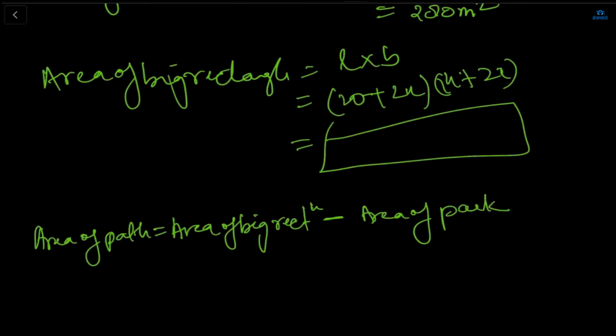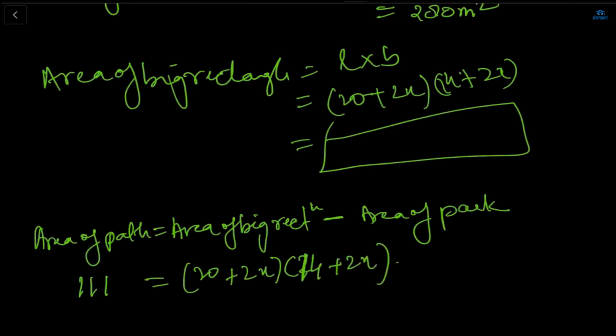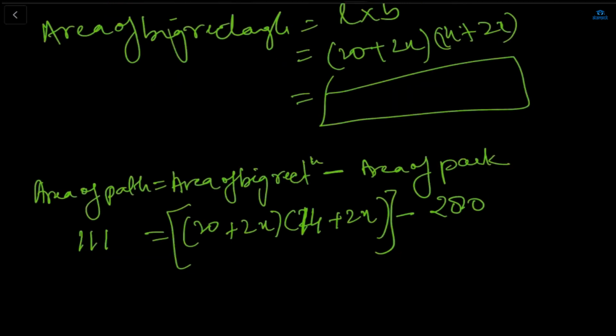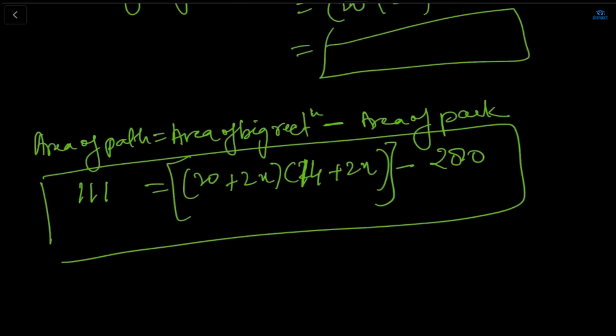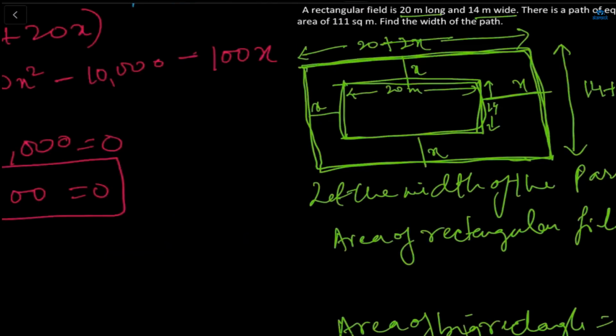So area of the path is given as 1 square unit. Now area of big rectangle you are going to find out from here. I'm just writing the whole thing: 20 plus 2x multiplied by 14 plus 2x, minus in a square bracket, this we have got as 280. When you solve this, you will get the final answer. I can tell you the final answer as 1.5 meter. Any doubts, Safia, in these word problems?